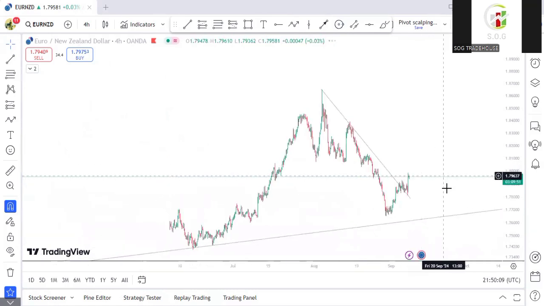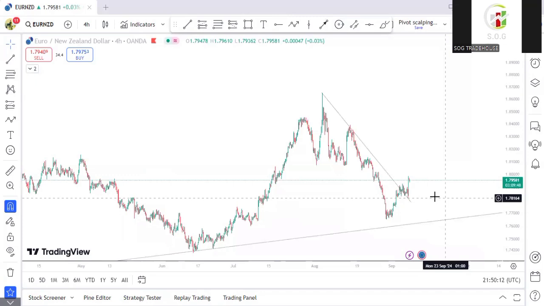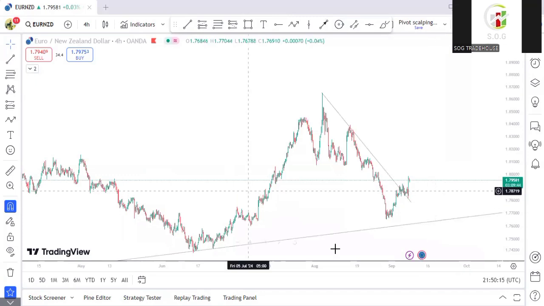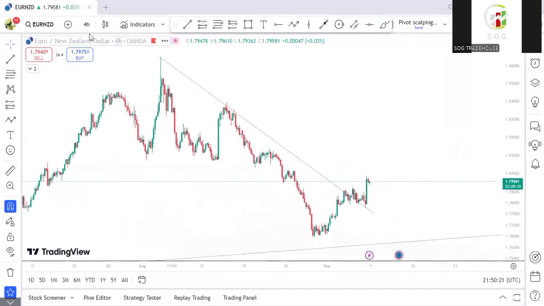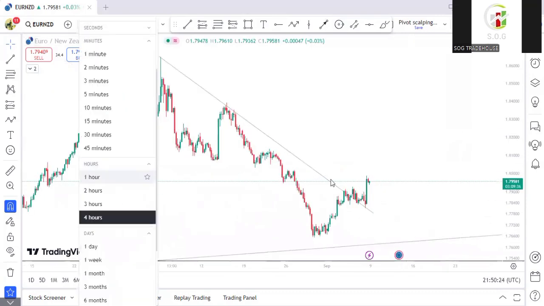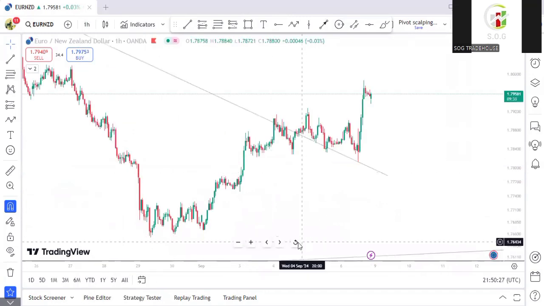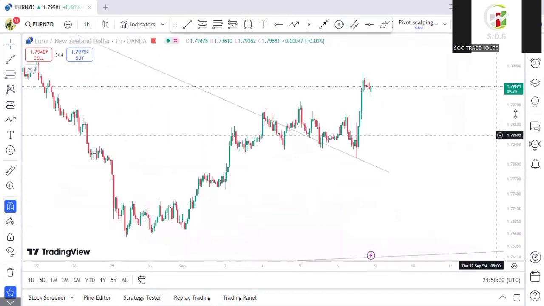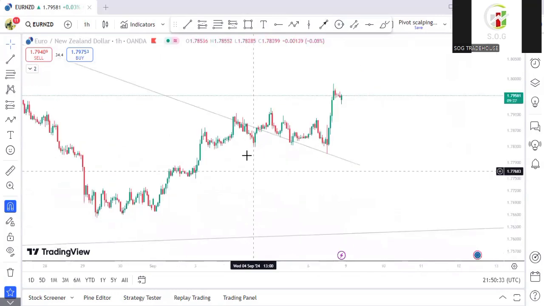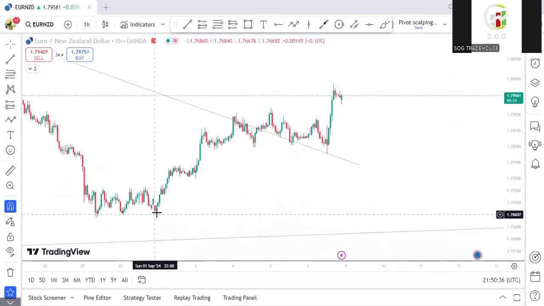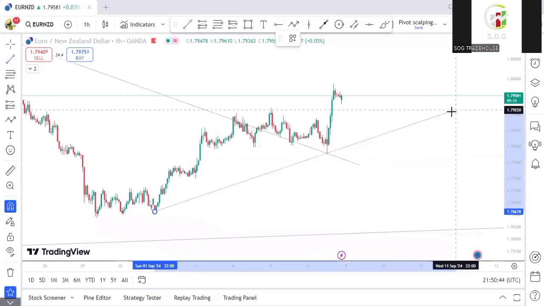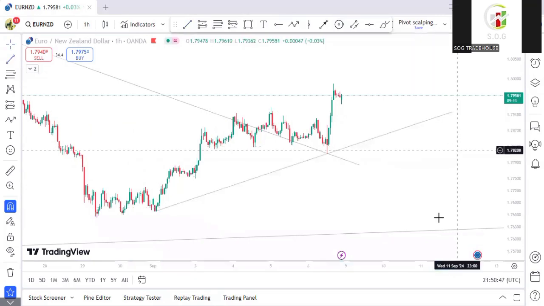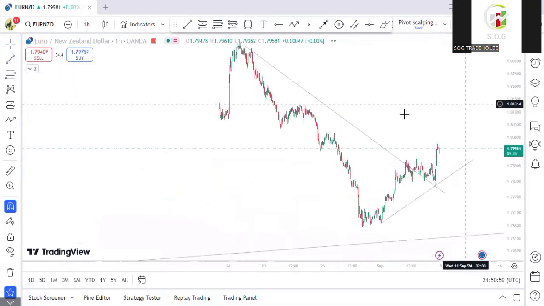So let's see how we can join those moves to the upside. On Euro NZD, we have to go down to the 1-hour time frame to see how we can get an entry point on this trade. On the 1-hour time frame, there's this low here and also this low here. So what we have to do is connect these two lows and wait for the third touch of this trend line to get our entry point on Euro NZD.